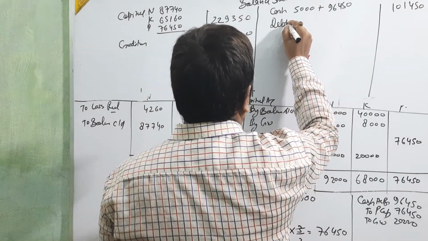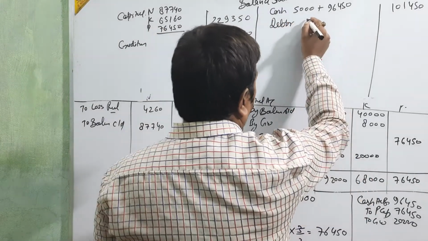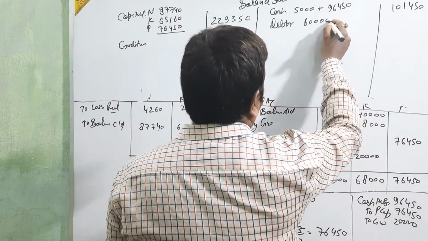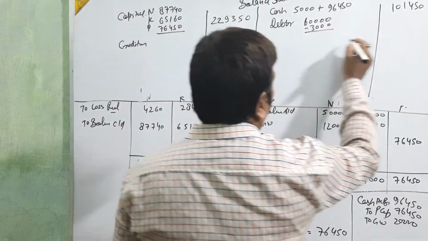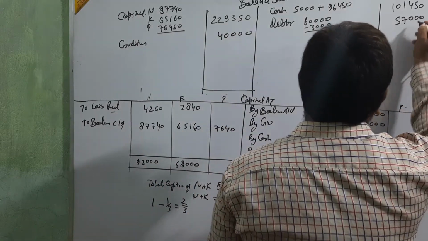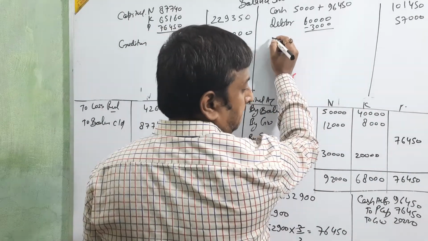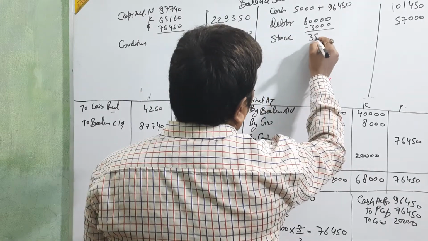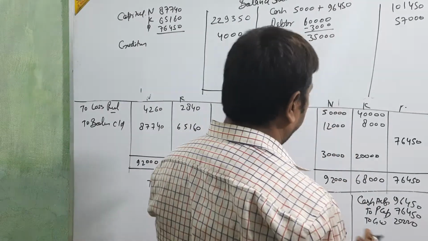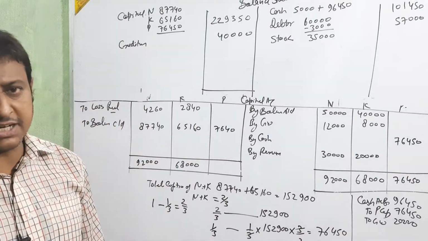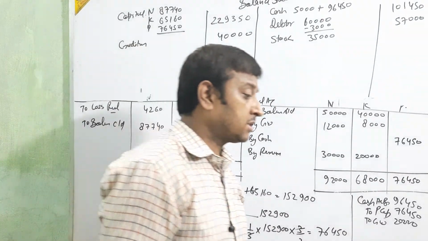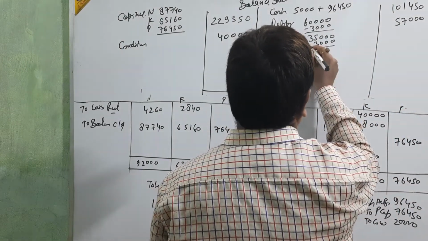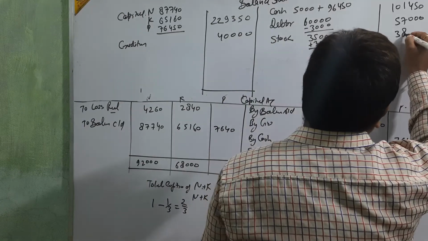Debtors. Debtor amount is 60,000 and provision 3,000, so less that provision, it means 57,000. Next. Stock. Stock amount is 35,000, and in revaluation stock will increase, beta. Yes. It increases by 3,000. Add 3,000, means 38,000. Next.